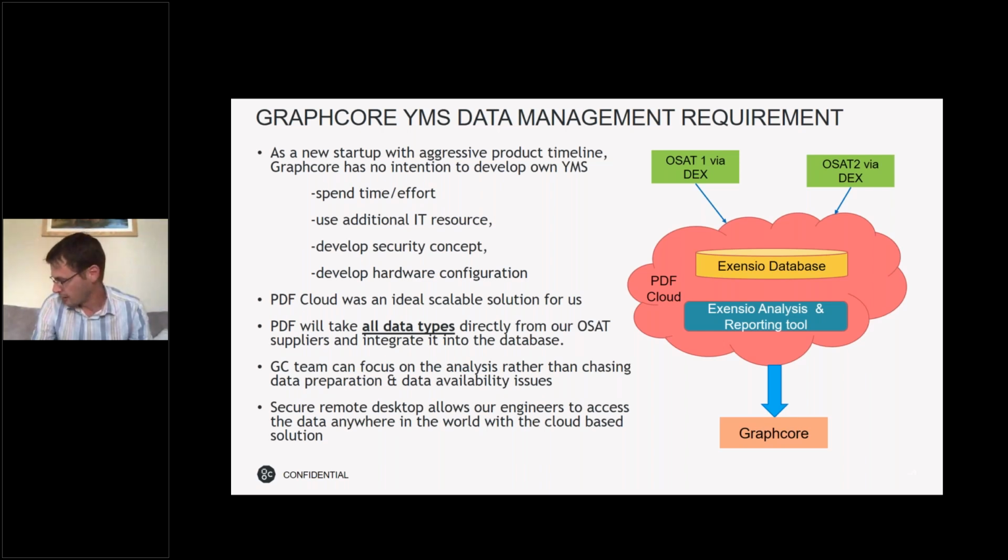Yes, as well, the ability to access the data remotely from anywhere in the world is invaluable to us. As John mentioned, we have an operations team in Taiwan. They can access the data as easily as we can. So that's great. Do you want to go on to the next slide?